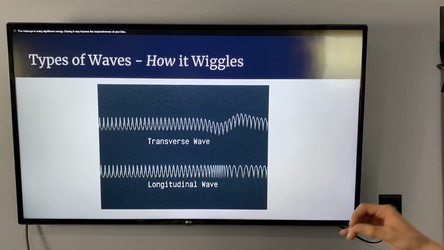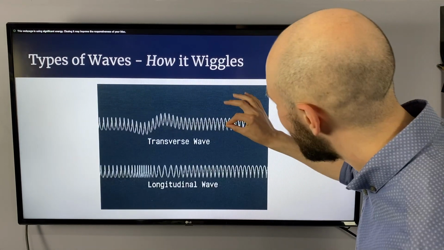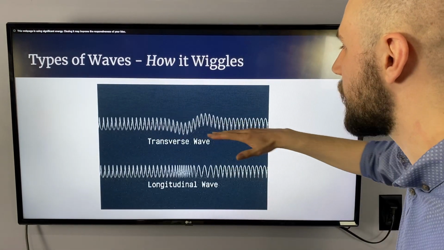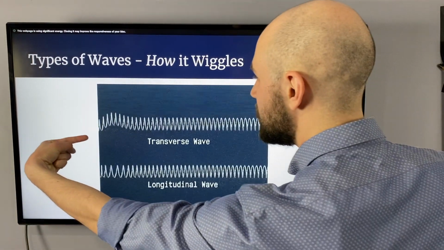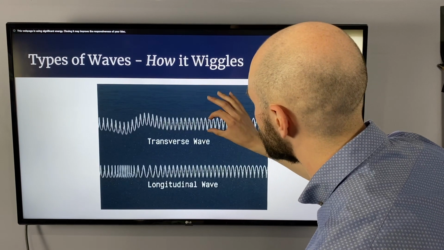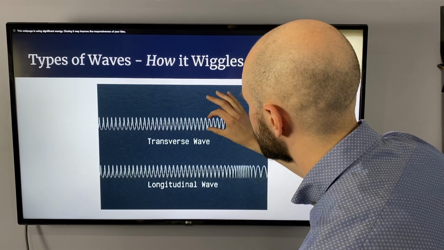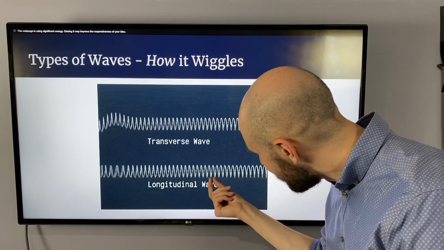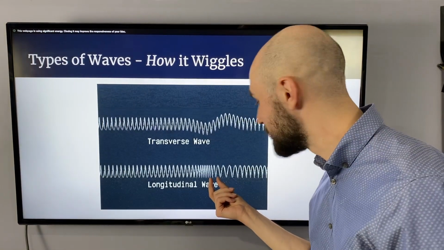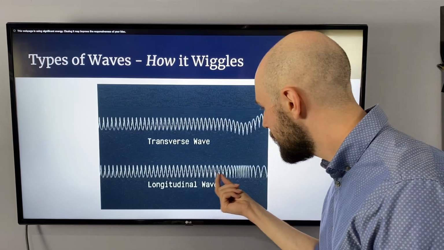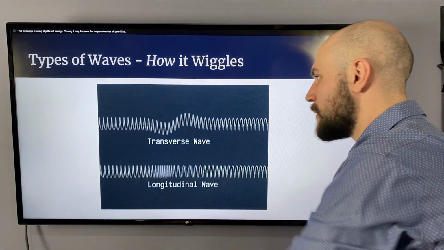So a transverse wave, any particle inside of the wave oscillates perpendicular to the direction of the wave propagation. The wave is moving this way, the energy is moving this way through the slinky, but the actual matter itself is moving up and down. And for a longitudinal wave, the actual matter itself is moving parallel to the direction of wave propagation. The slinky coil moves in and out as the whole wave propagates off to the right.